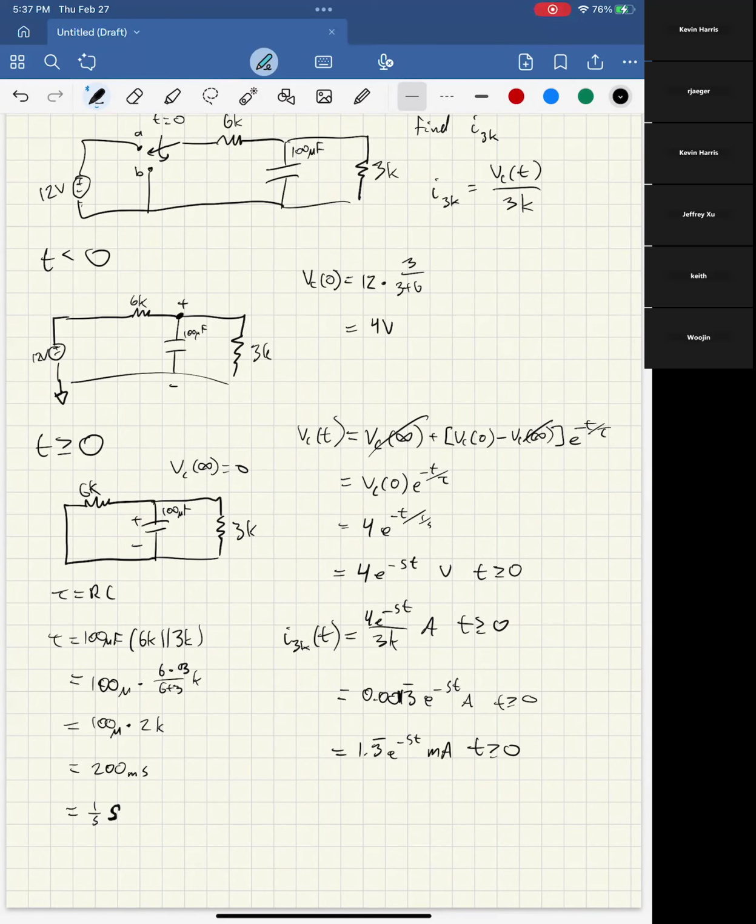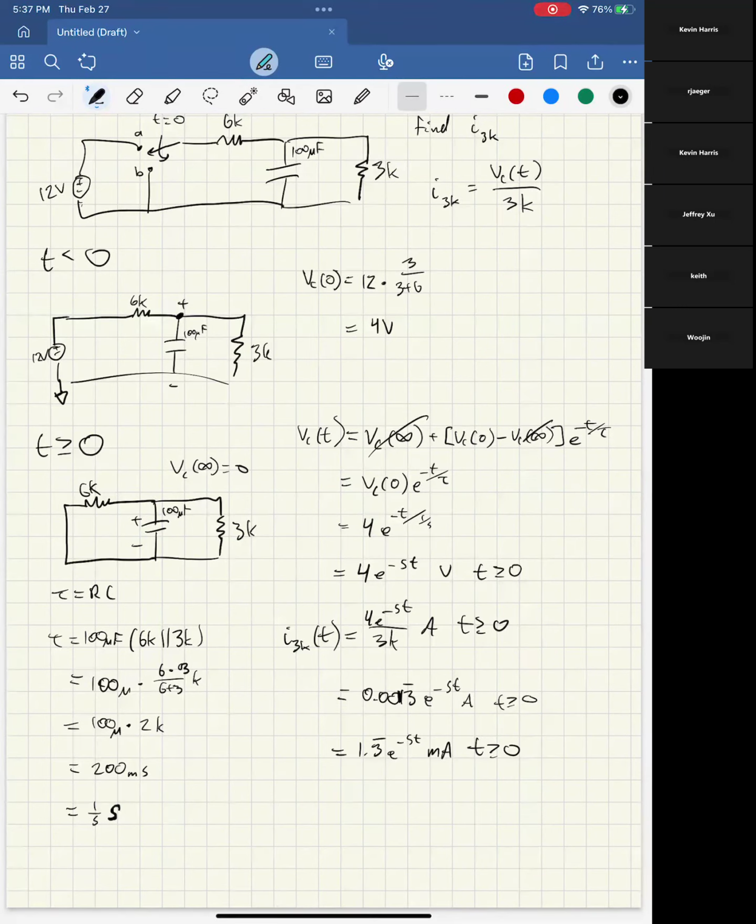Why is VC of infinity 0? VC of infinity is 0 because there's no voltage source. If you just have a capacitor that's charged up and you put a resistor across it, it'll put all the power into the resistor and the resistor will dissipate it all. If you're in lab and you charge up a capacitor and then you touch the two ends to each other, there will be a spark and then the capacitor will be fully discharged, because it discharges it all through the wire.